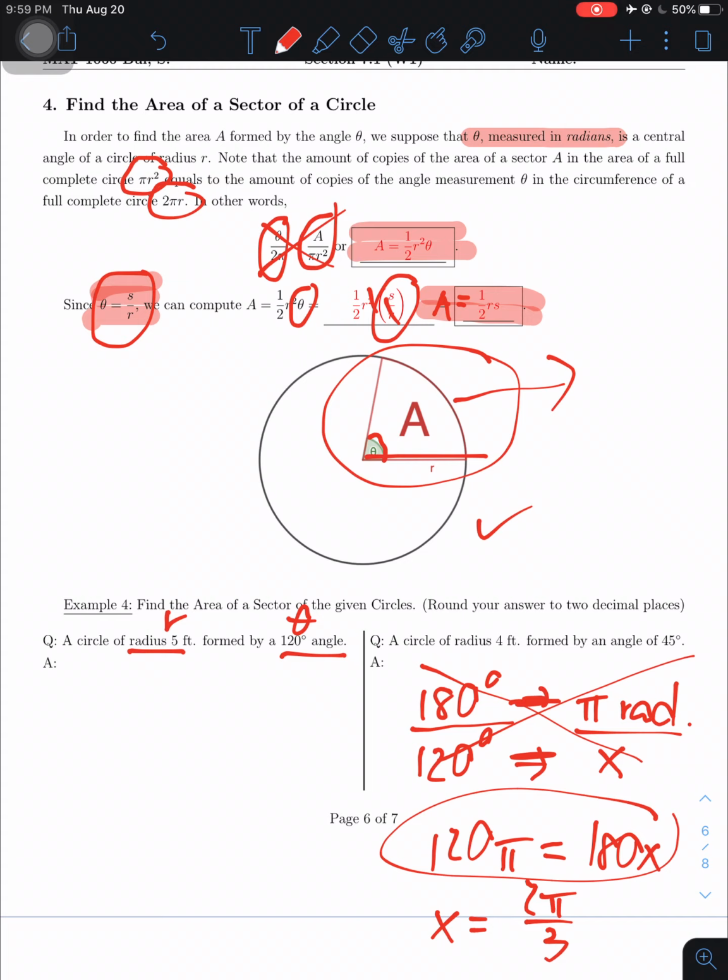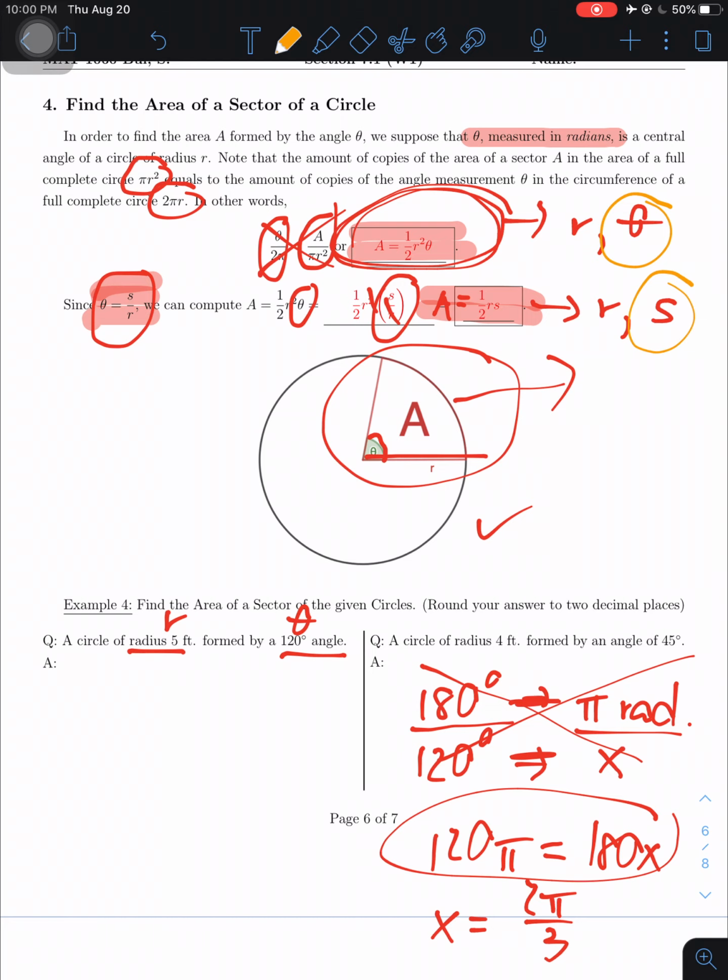Okay, since we know r and theta already, let's use this formula in here. This formula is to find the area if you know r and theta. This formula also helps you find area, but it's only helpful when you know the radius and the arc length. Okay, so the difference in here, let me circle it in a different color, is whether you have the angle or the arc length. Okay, back to the problem.